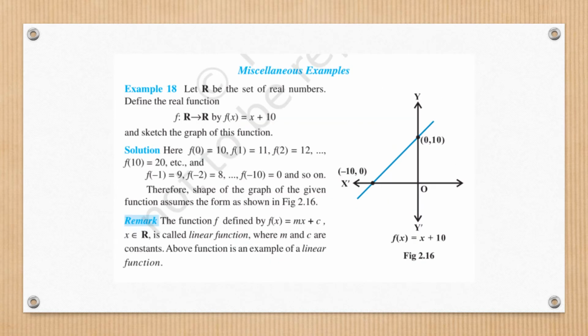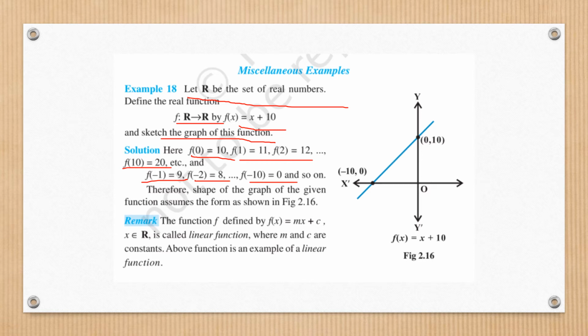Now let us take a few miscellaneous examples also. So the first one is example 18. Let R be the set of real numbers, defined by real function f mapping from R to R, f(x) is x plus 10. You have to sketch the graph of this function. So I'll take 2, 3, 4 values: f(0) is 10, f(1) is 11, f(2) is 12, like this, and f(10) is 20. If you take a few negative values also, f of minus 1 is 9, f of minus 2 is 8, f of minus 10 is 0.